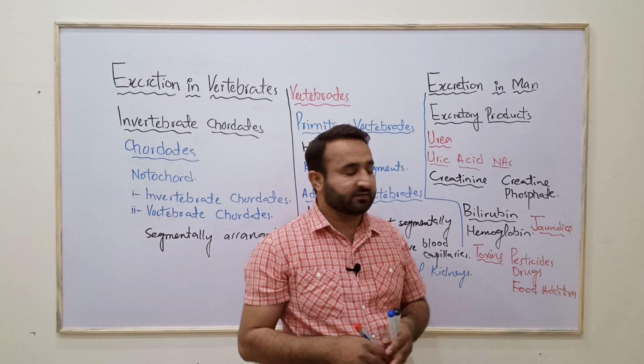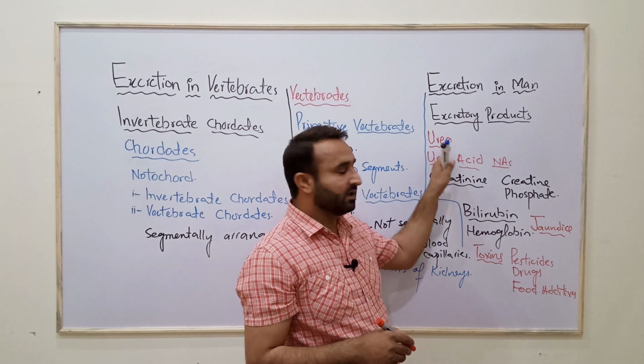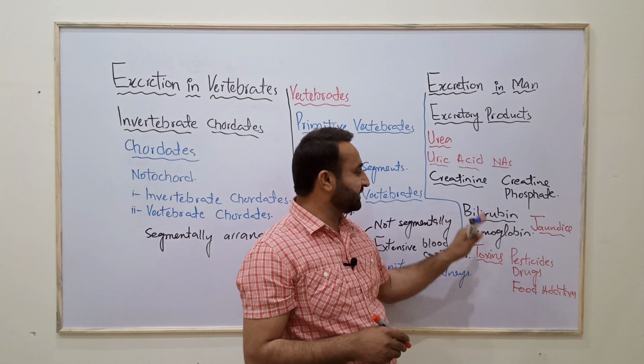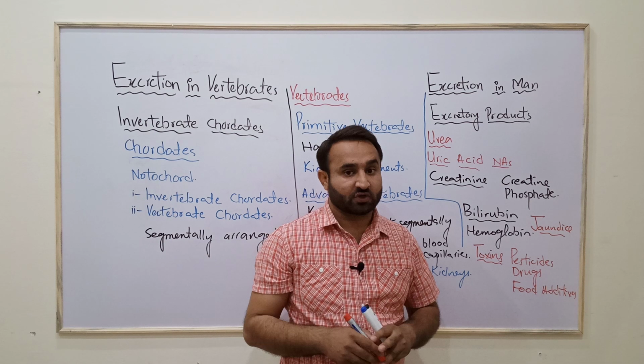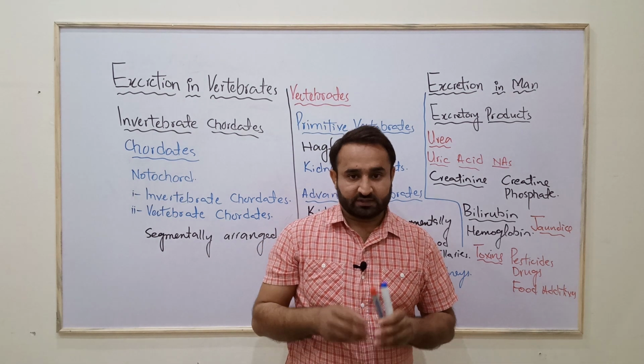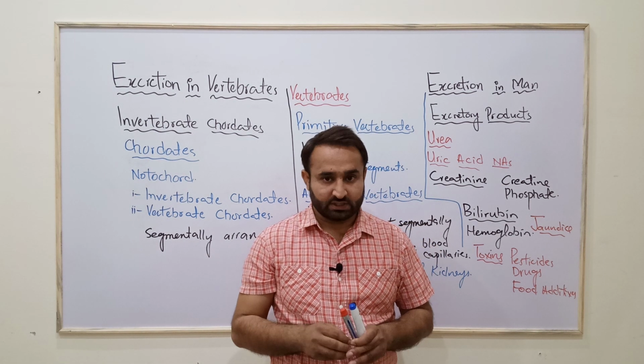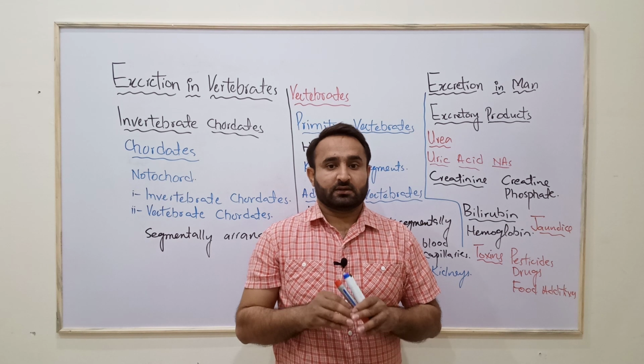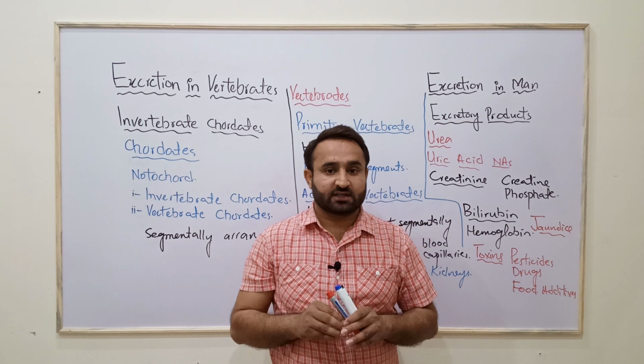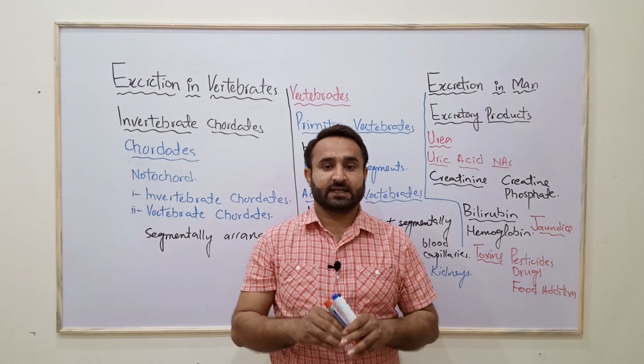So in human beings, these are the excretory products: urea, uric acid, creatinine, bilirubin, and other toxins. So this was the topic of today. We will learn the excretory organs in detail in the next topic.